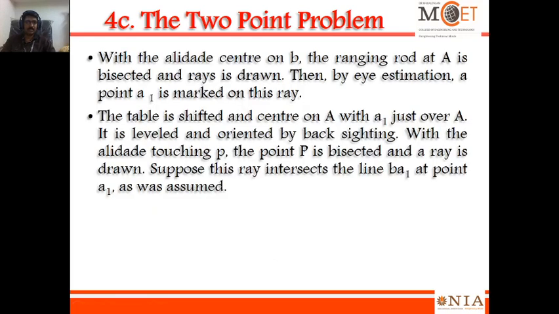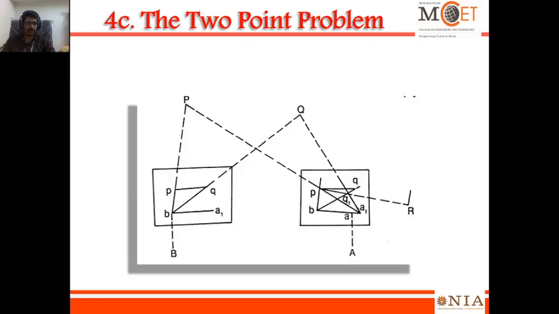With the alidade center on B, the ranging rod at A is bisected and a ray is drawn. Then by eye estimation, a point A1 is marked on this ray, right? The table is shifted and centered on A with A1 just over A. It is leveled and oriented by backsighting. With the alidade touching P, the point P is bisected and a ray is drawn. Suppose this ray intersects the line BA1 at a point A1 as was assumed.